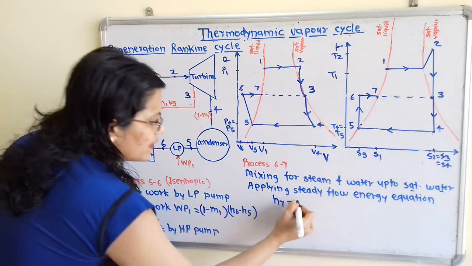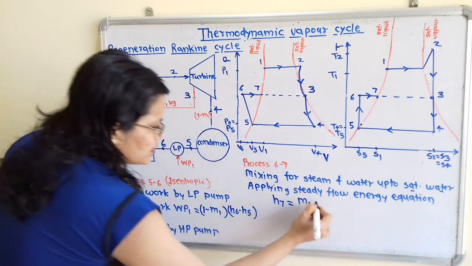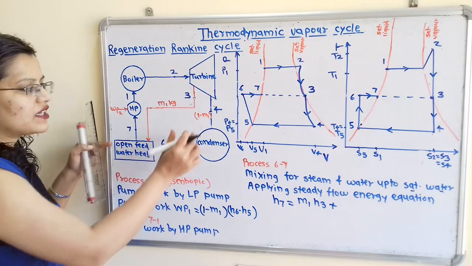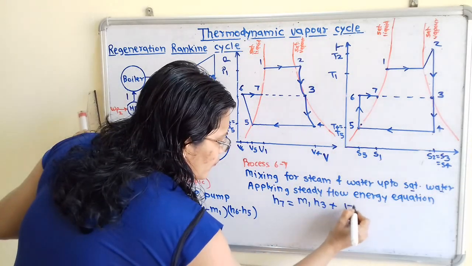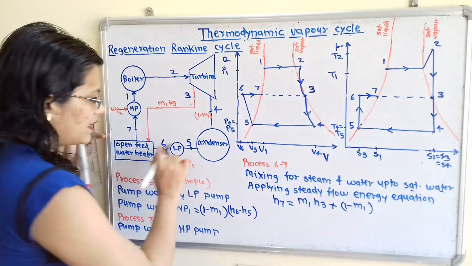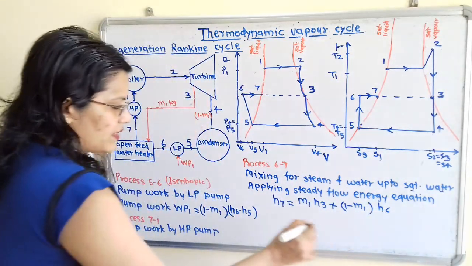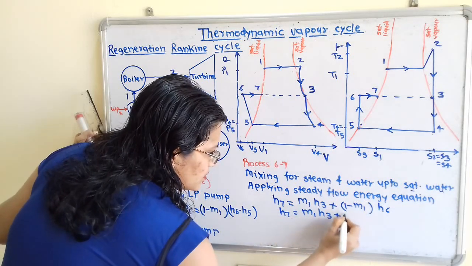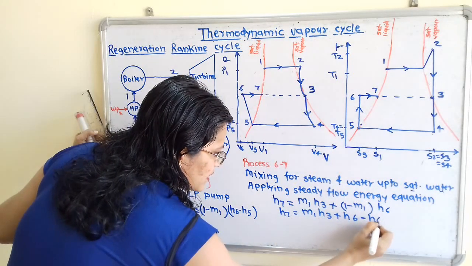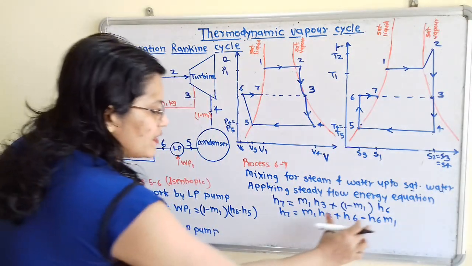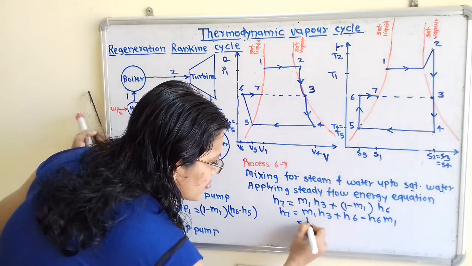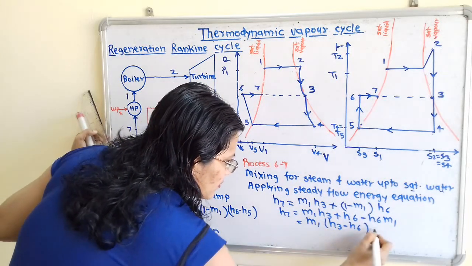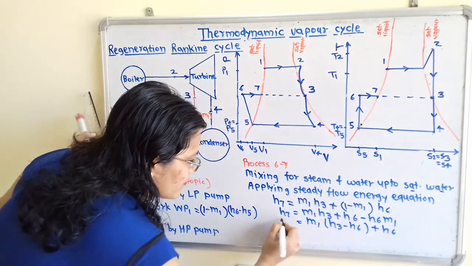So we will write here m1 multiplied by H3 plus enthalpy at point 6, that is H6, and what is the amount? That is 1 minus m1. So (1 minus m1) multiplied by H6. Now we will simplify this. So H7 is equal to m1 H3 plus H6 minus H6 m1. Now we will take m1 as a common term. So m1 (H3 minus H6) plus H6 is equal to H7.